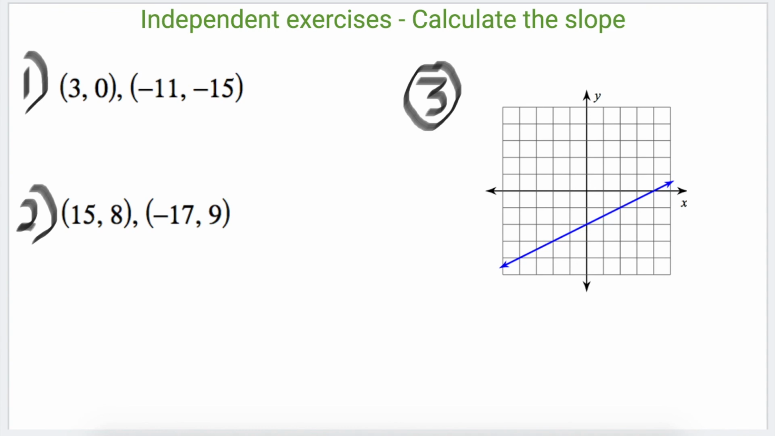After going through several exercises, here's some independent exercises where you need to calculate the slope. The answers for these 3 exercises can be found in the description box below. Good luck!